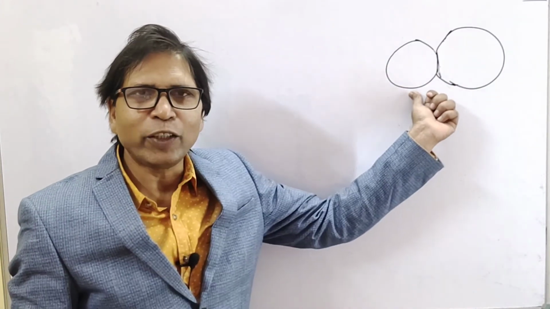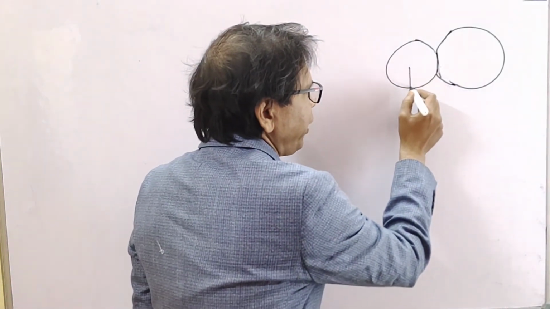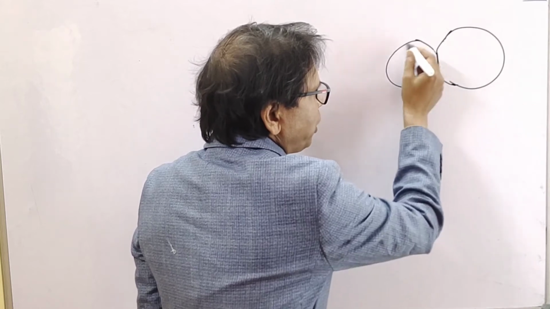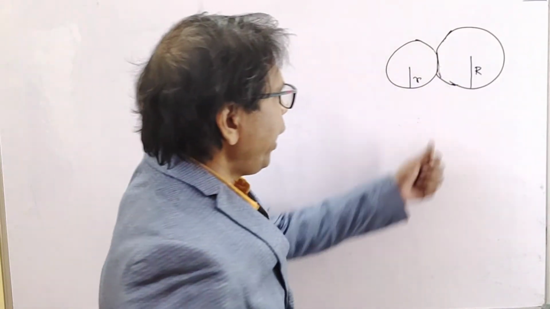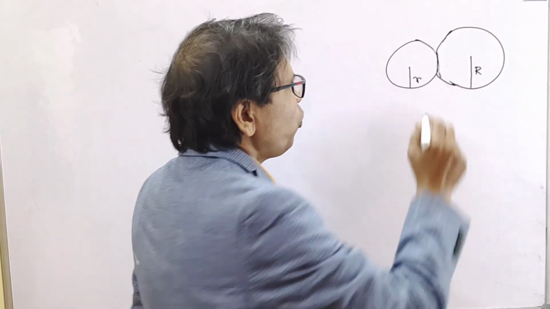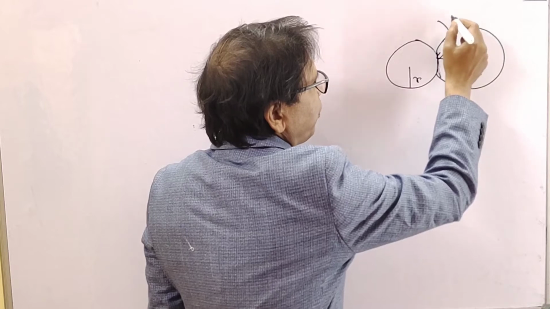Next, the radius of curvature of the common surface. Now these two bubbles are in contact. We have to calculate the radius of curvature of this common surface. The radius of the smaller bubble is r and the radius of the bigger bubble is capital R. Now we have to calculate the radius of curvature of this surface.